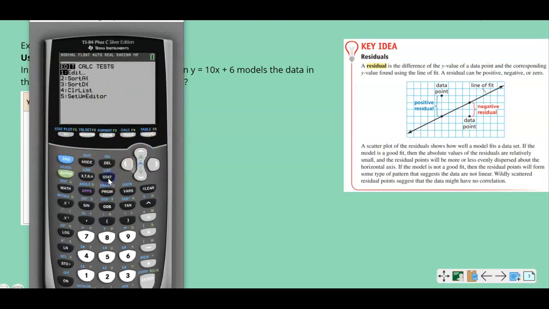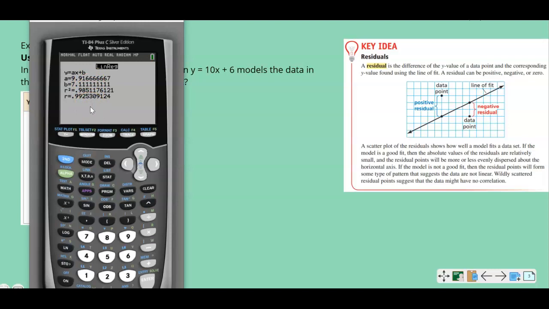Okay. Now, if you go back to Stat and do Calculate, you can do a linear regression, 4, and then just hit enter through. You've got L1, L2, and then calculate. This gives you that linear regression. All right, so one step further.